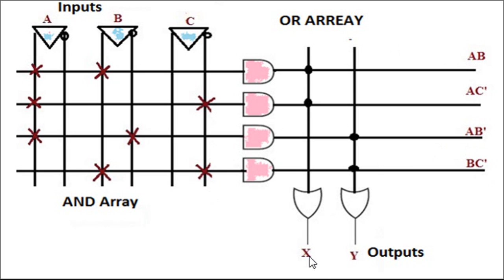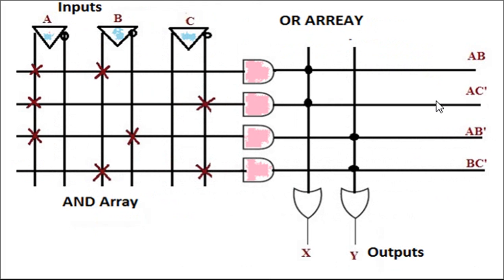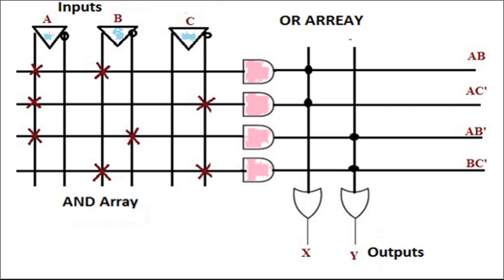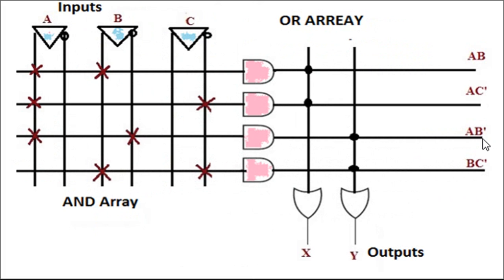Then we have to check X is equal to what? AB plus AC dash, right? These two terms, AB plus AC dash. So with respect to this we can mark a dot. It indicates it is a fixed connection; it has the fixed connection for AB as well as AC dash. In the next term, you can check Y. Y is equal to what? AB dash and BC. Like this one can make the connection.